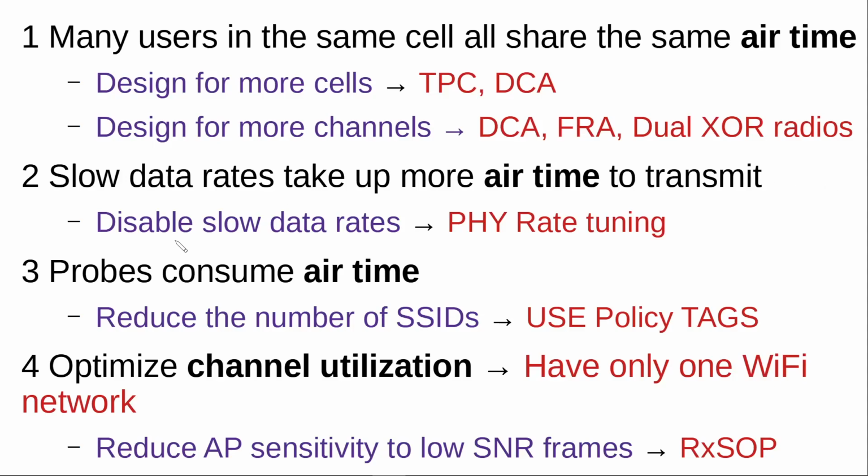So in summary, if you want to design for more cells, use transmit power control, use dynamic channel assignment. If you want to design for more channels, use dynamic channel assignment, flexible radio assignment, dual source radios. If you want to disable slow data rates, use file rate tuning. If you want to reduce the number of SSIDs, use policy tags. If you want to optimize your channel utilizations, have only one Wi-Fi network, and use RxSub.